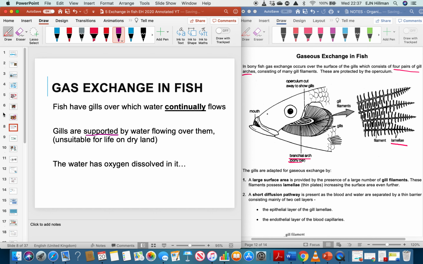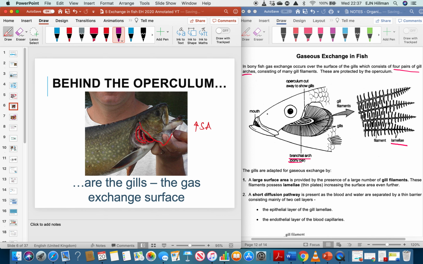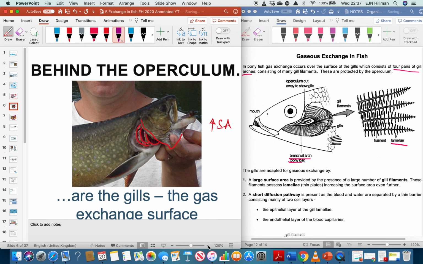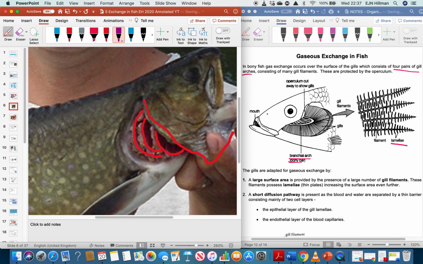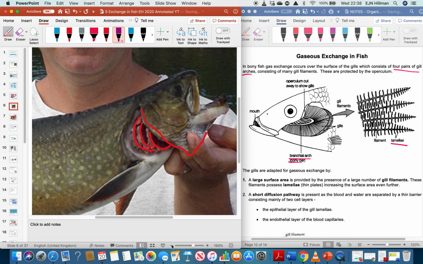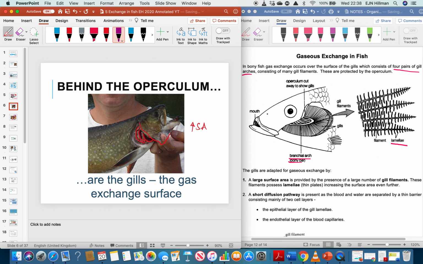And you can kind of see that in this diagram here, I think. Where is it? Okay, if we look really carefully, you can see that the filaments have all stuck together. Okay, if you suspend the gills in water, they will actually separate out, and we may do this as a dissection at a later date.